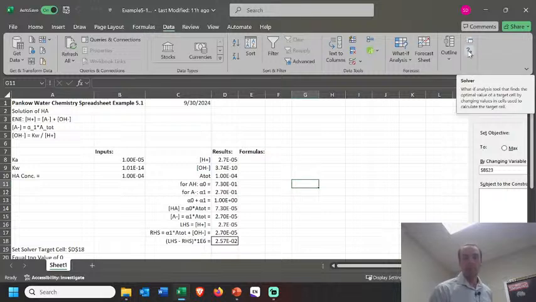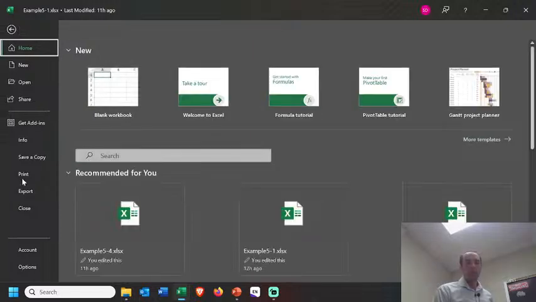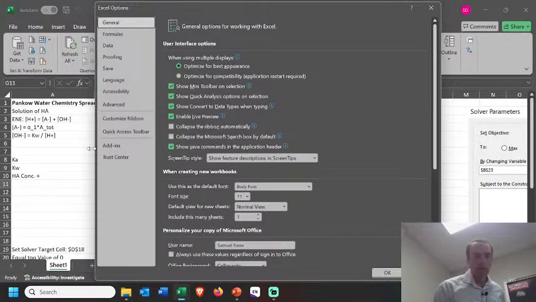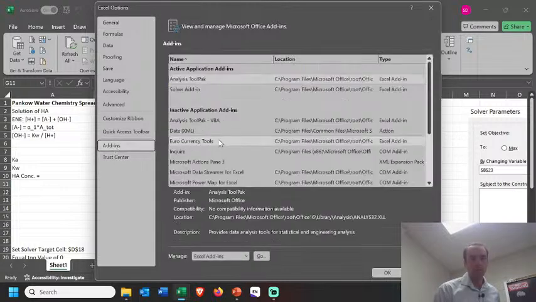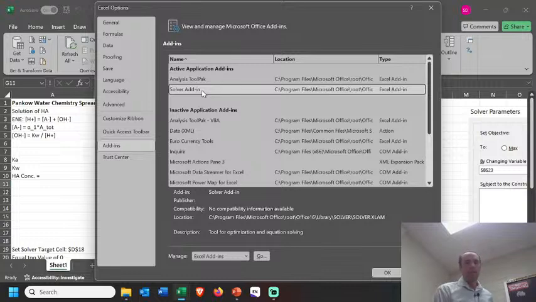Okay, so I guess it's here, but if it was not here, I believe you go to your options, add-ins, and you can essentially select this solver add-in, and then I think you would hit go or hit add or whatever it is, and then it'll say, okay, we're just going to install this into your Excel. Might have to download it.